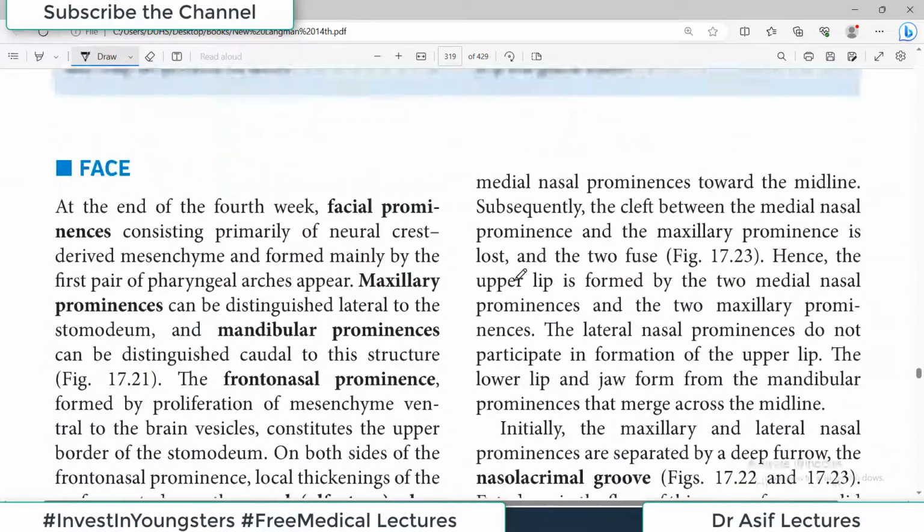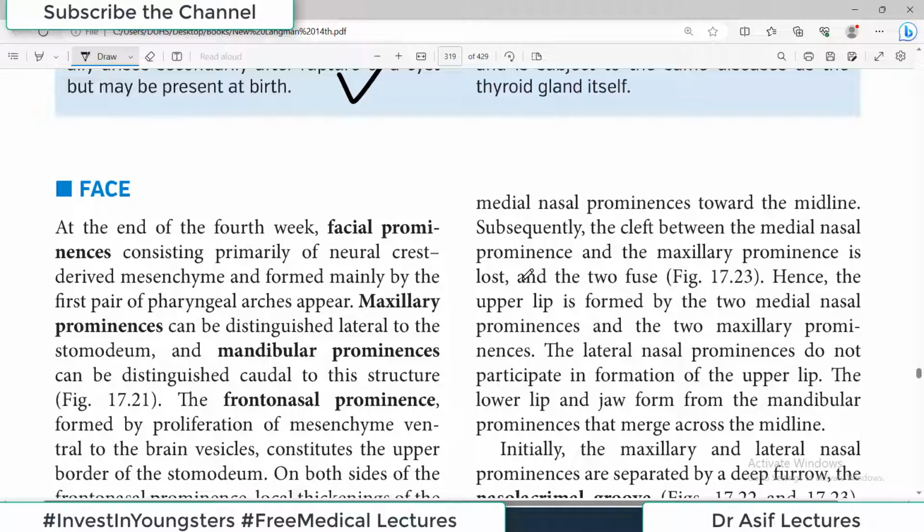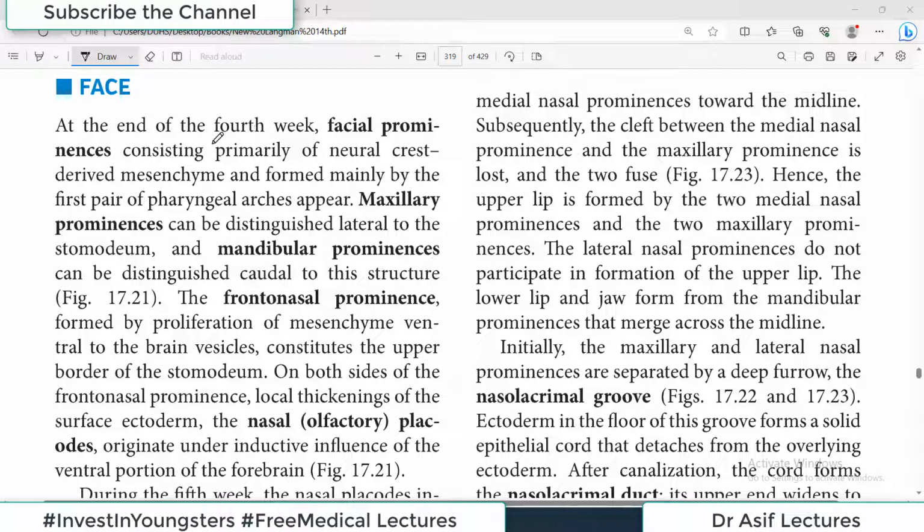Let's now talk about the embryogenesis of face. Face की जो development है वो start होती है by the end of 4th week, और it is marked by appearance of some important facial prominences.